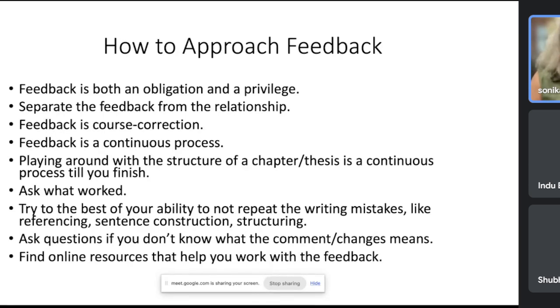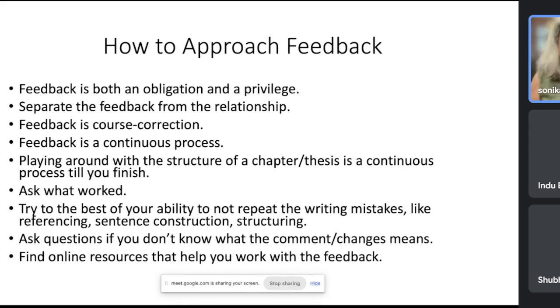Please separate the feedback from the relationship you have with your supervisor. If you have a great relationship with your supervisor, do not expect that a draft that you have given will come back with minimum corrections. If you have a good relationship with your supervisor and your draft comes back with extensive correction, that means your supervisor is actually contributing to improving your thesis. If your draft has come back with minimum correction and you're satisfied with it, that is not a problem. But if you're not satisfied with it, please follow up if there is space in your relationship with your supervisor.